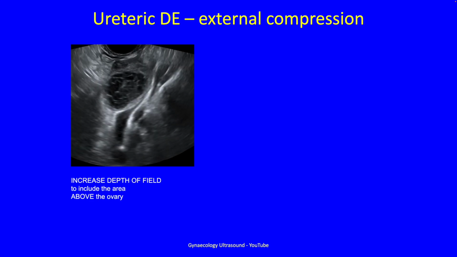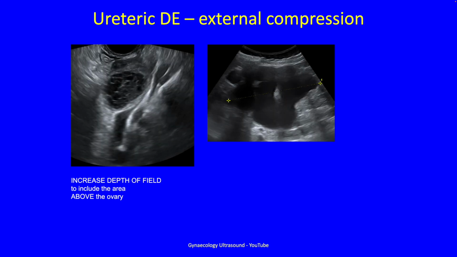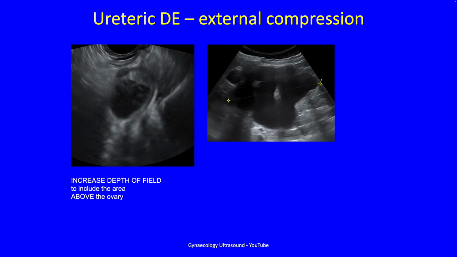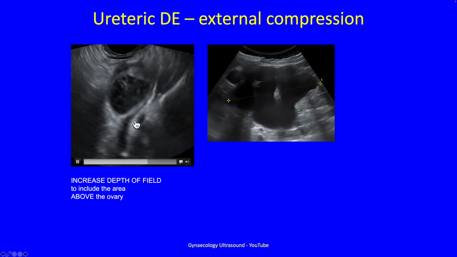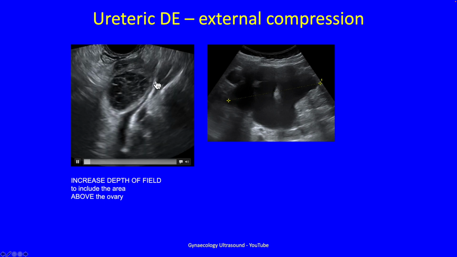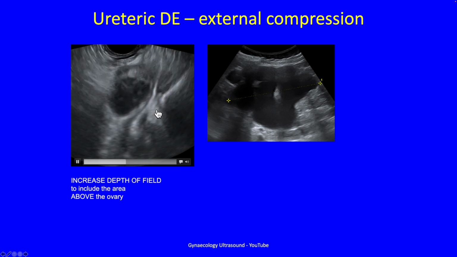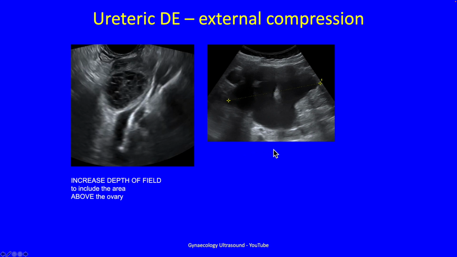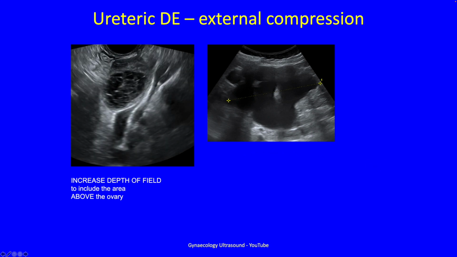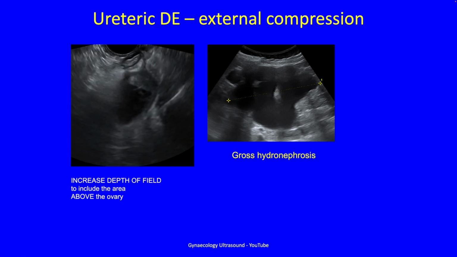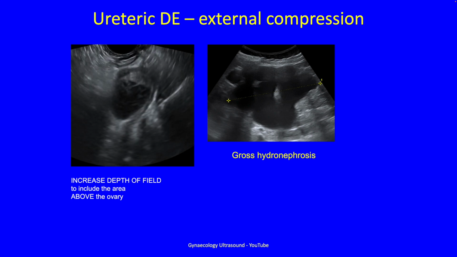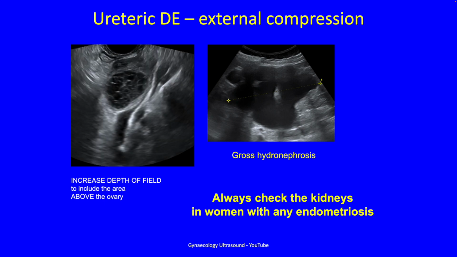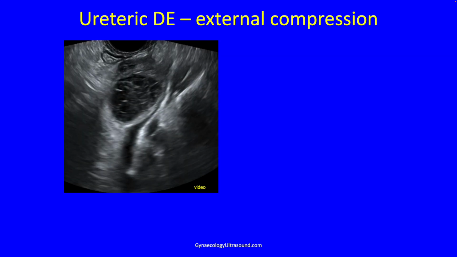So increase your depth of field. Look beyond the ovary, and then look at the kidneys. This was a ureter. This is a small hydroureter. You can see it's absolutely plastered to the ovary by fibrosis. This is somebody else, but she might well have had silent hydronephrosis, because 3% of women with endometriosis have exactly that. Very important to look for. So people with endometriosis, quickly look at the kidneys.